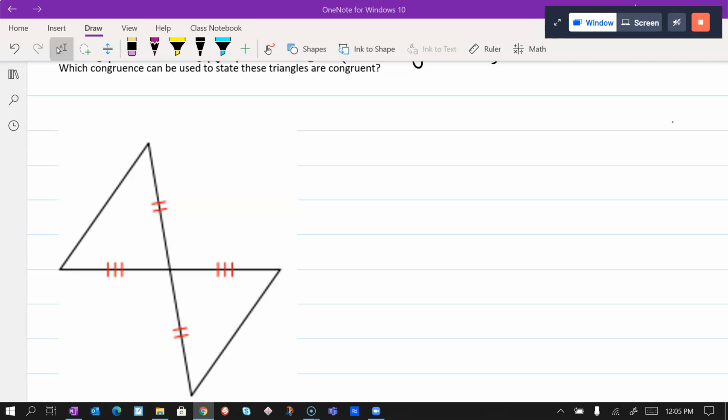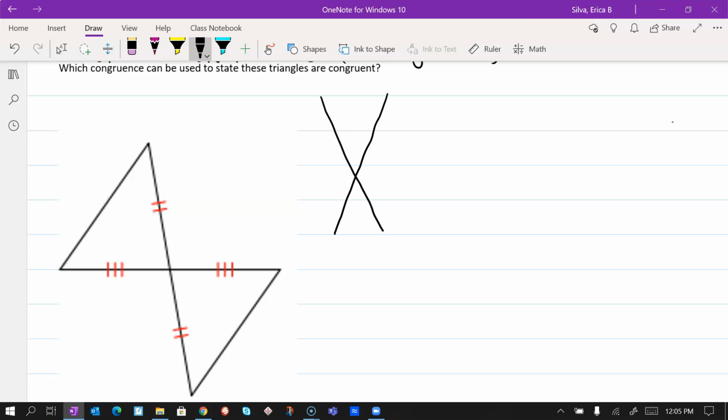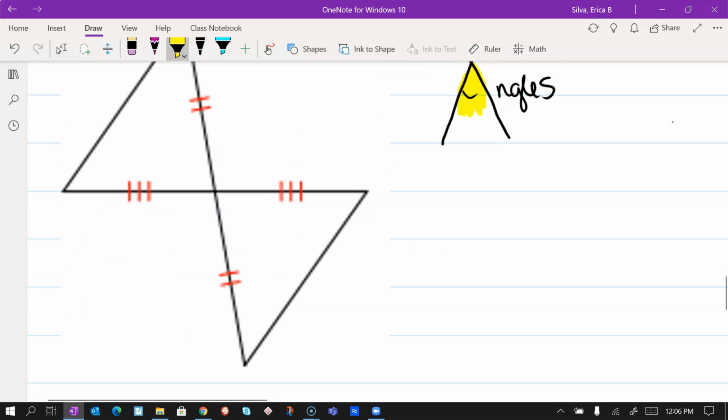Think of the beginning of the year when we learned vocabulary words. I'll give you guys a hint. Do you guys remember my Cleopatra? Yeah, vertical angles. What do we know about vertical angles? Right. Whatever angle is up here is going to be the same down here. Do you guys see a pair of vertical angles? Yeah, this angle right here is equal to that angle right there. So this angle is congruent to this angle. And we know that because of the definition of vertical angles.